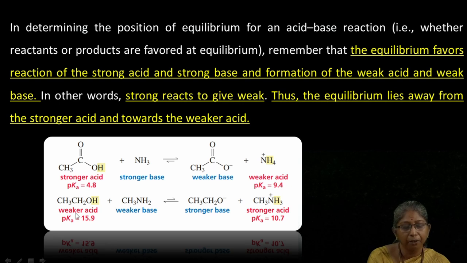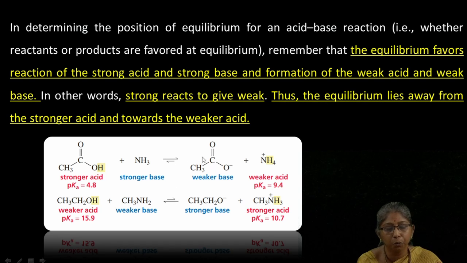And here is another example, ethanol with methylamine. Here also you are getting the stronger base. See the position of the equilibrium: here it is shifting towards the right, and here it is shifting towards the left. So the total point we have to insist on is that the equilibrium always lies away from the strong acid and towards the weaker acid. So these are the things that we have seen today. Thank you.